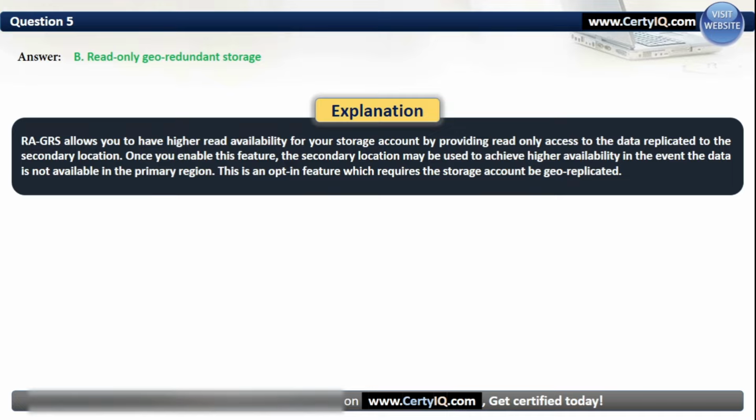RAGRS allows you to have higher read availability for your storage account by providing read-only access to the data replicated to the secondary location. Once you enable this feature, the secondary location may be used to achieve higher availability in the event the data is not available in the primary region. This is an opt-in feature which requires the storage account to be geo-replicated.